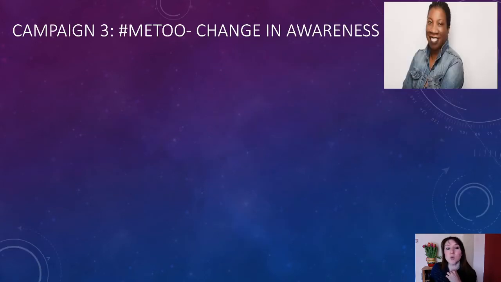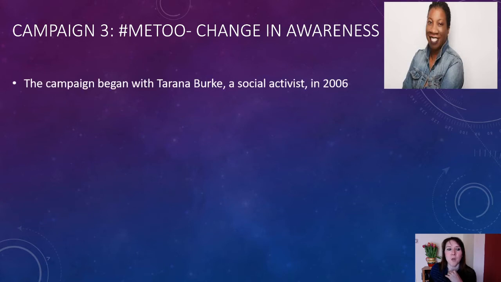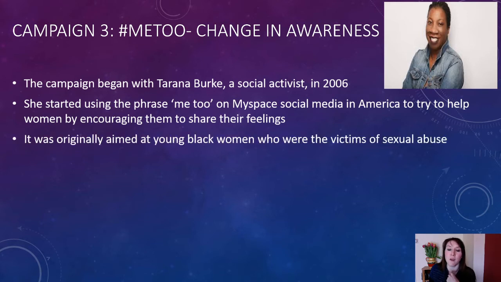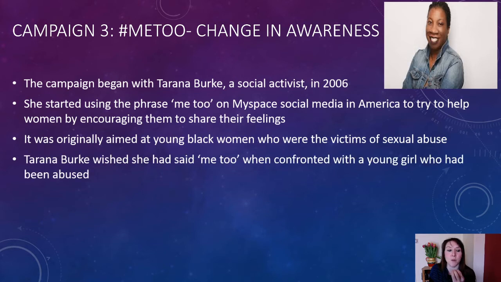The one that we did was #MeToo. The campaign began by Tarana Burke, a social activist, in 2006, so it's been ongoing for a long, long time. She used the phrase Me Too on MySpace social media in America to try and help women by encouraging them to share their feelings. It was originally aimed at young black women who were the victims of sexual abuse. Tarana Burke wished she had said Me Too when confronted with a young girl who had been abused.